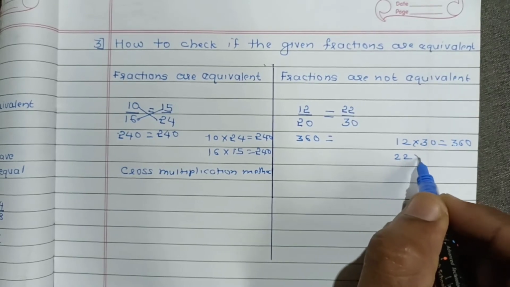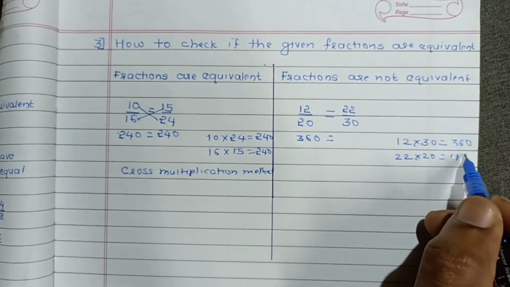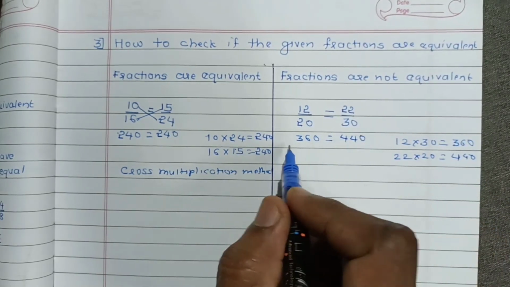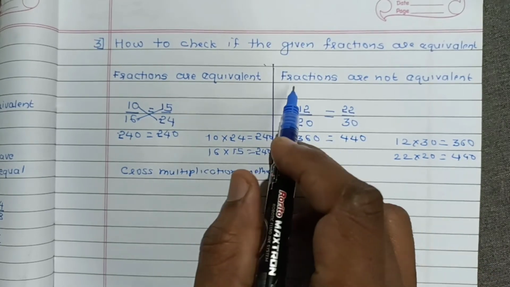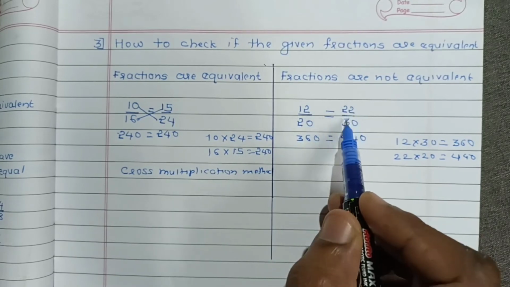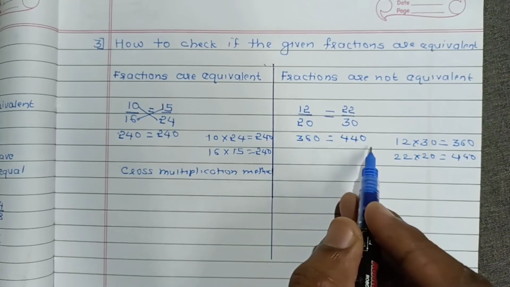22 multiplied by 20 is 440. So here we are getting the answer 440. So on both sides we are getting different answers, and that's why these are not equivalent fractions. 12 upon 20 and 22 upon 30 are not equivalent fractions because we are getting different answers.